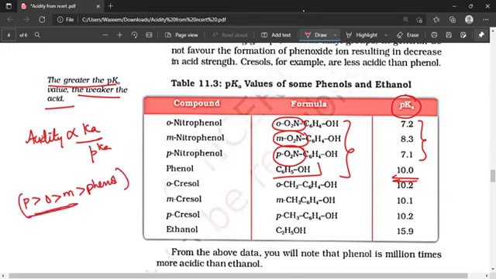They are more acidic than phenol because the nitro group is a strong -I, -M group. So they are more acidic compared to phenol. They have less pKa values.